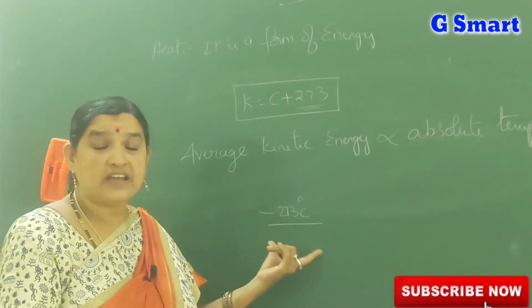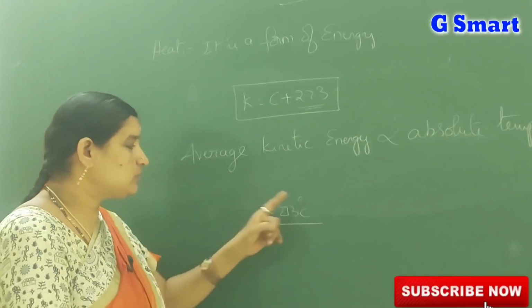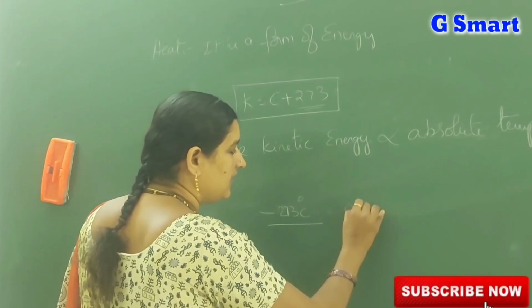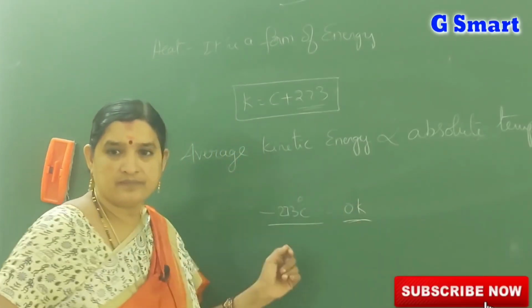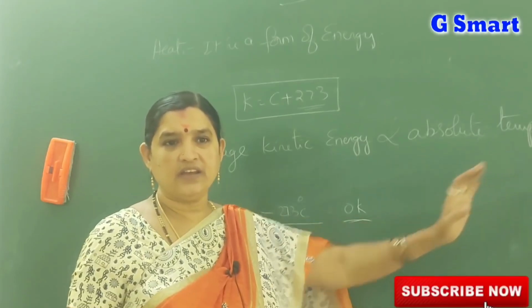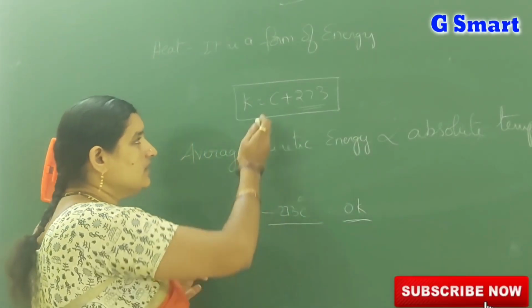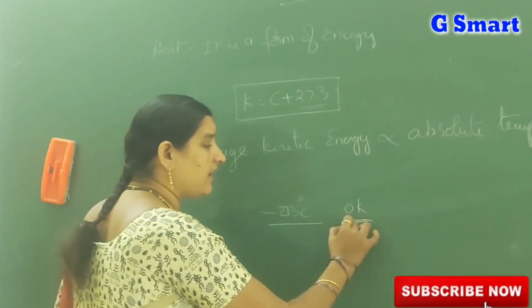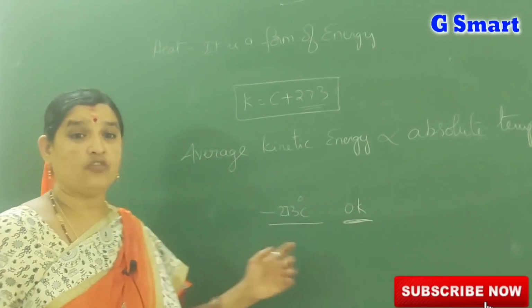That's why we take it as the standard value. Minus 273 degrees centigrade is equal to 0 Kelvin. We take it as 0 Kelvin, and calibrate each degree, 1 degree, 1 degree, 1 degree, and go on. That's why we can call it a positive scale of temperature.